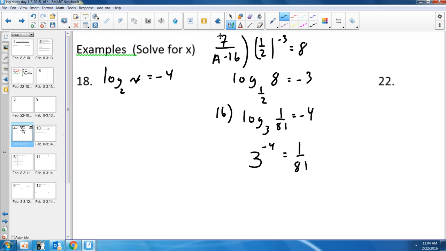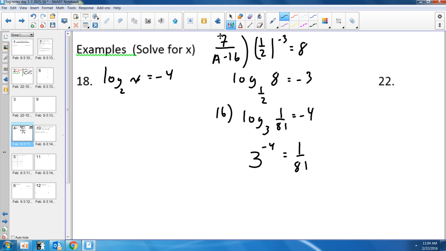Log form is hard to work with. It's kind of like in exponents, you don't like to deal with radicals or square roots. You want to write it in exponential form. Same thing goes for here. You want to change log form to exponential form, because then you can go ahead and solve it.